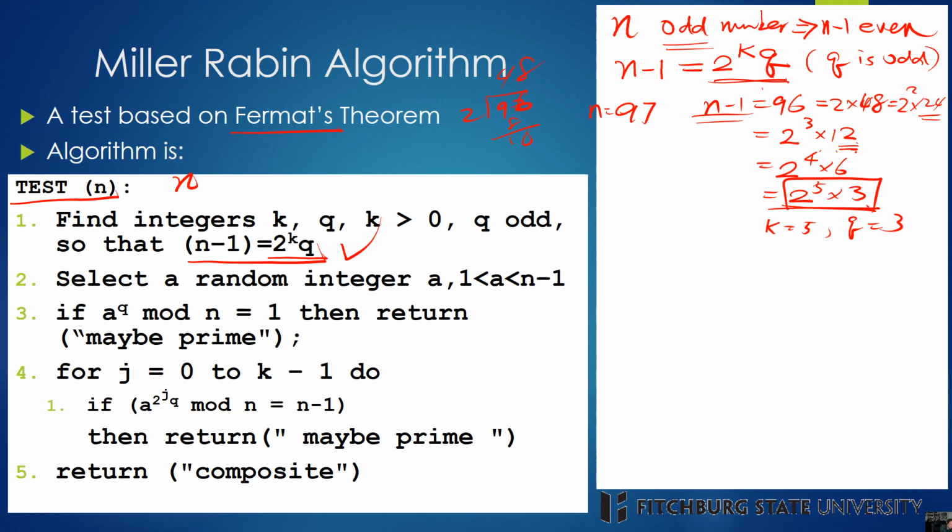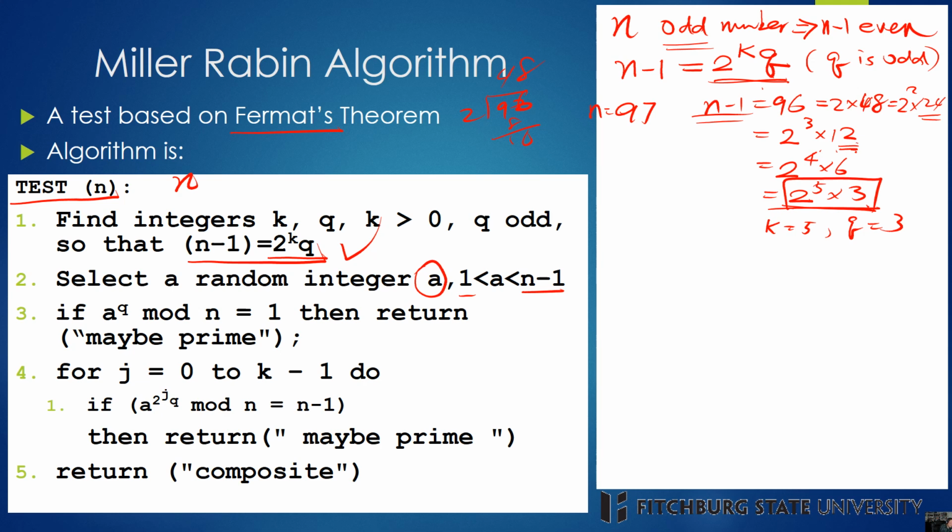And then in the test, we're going to select a random integer a. Now a is between 1 and n minus 1. That's a huge range, right? N is a huge number, then a can be selected from 1, 2, 3, 4, all the way to n minus 1. Okay, now we're going to do the testing using Miller-Rabin.